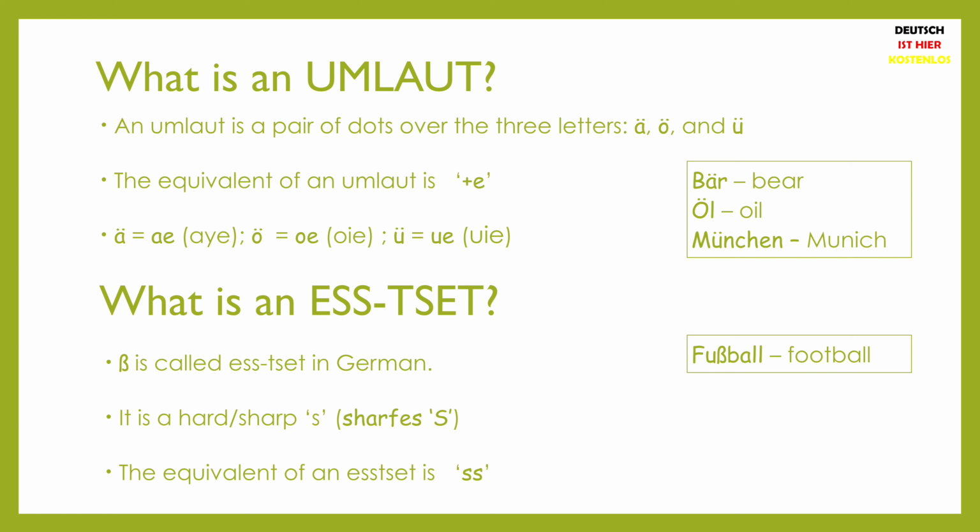Now, what is an ß? If it is hard for you to say, you can just try saying S and Z in German together. ß is basically a hard or sharp S, so you can technically write SS if you cannot write the ß on your device for any reason. An example is Fußball, which is football, and that's it. The weird letter is just a double S.